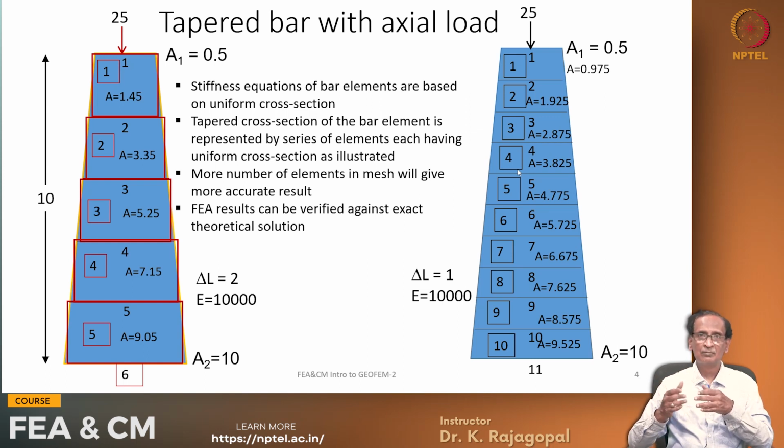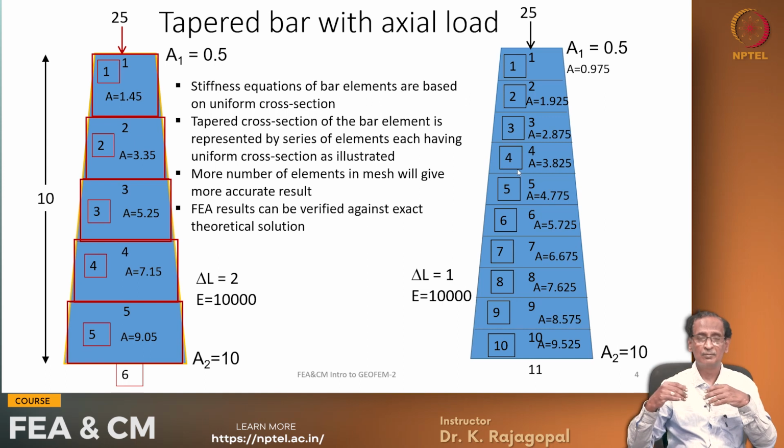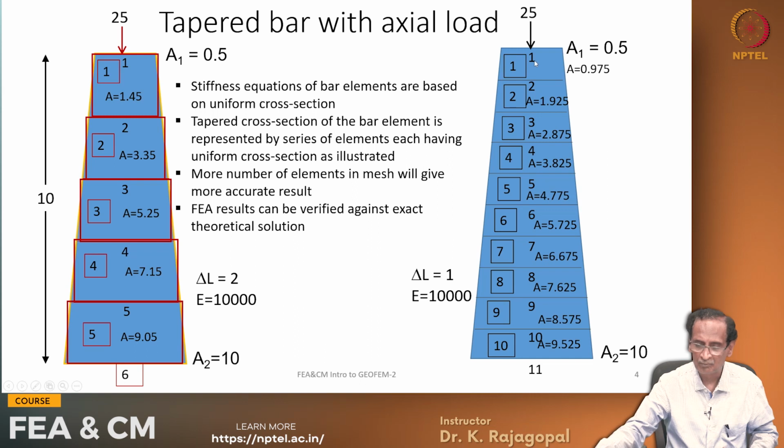Because in our stiffness formulations, we did not consider the varying cross sectional area of the bar elements. We assume that the bar elements have constant cross sectional area and constant properties E, so that the stiffness of the bar elements can be written as AE by L.